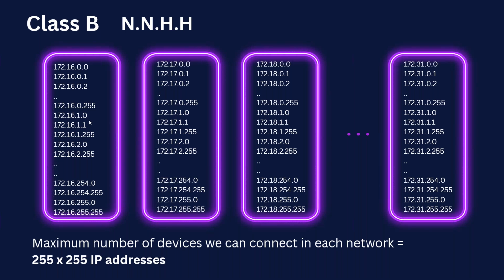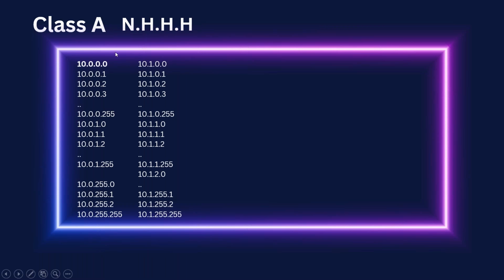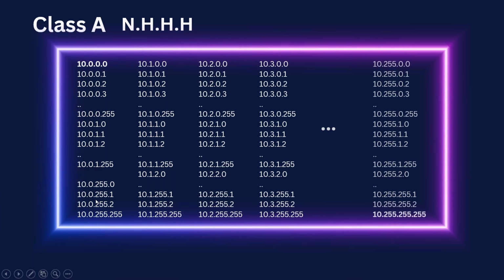Right. Now, when we come to class A finally, in class A you have one network portion and three host portions. So class A's first IP starts at 10.0.0.0. After that, the next IPs are 10.0.0.1, 10.0.0.2, 10.0.0.3, and so on up to 255. It doesn't end there. Then you have 10.0.1.0, 1.1, 1.2 up to 1.255. This keeps on repeating all the way from 10.0.0.0 to 10.255.255.255. Okay, so this is the whole sequence of IPs.